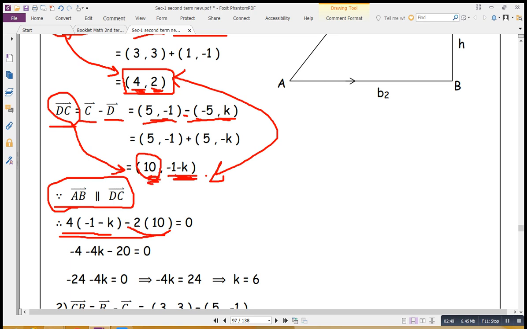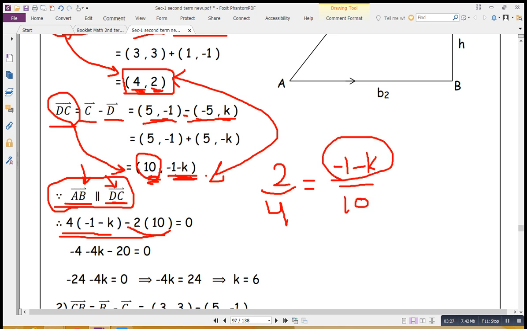If we have 2 parallel vectors, AB parallel to BC, it means the coordinate of y over the coordinate of x here equals the coordinate of y over the coordinate of x there. So 2 over 4 equals (-1 minus K) over 10.